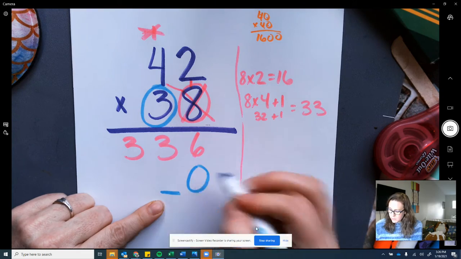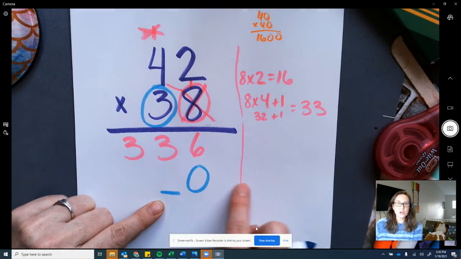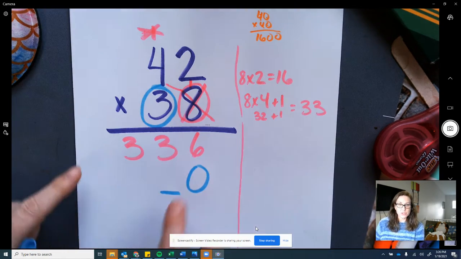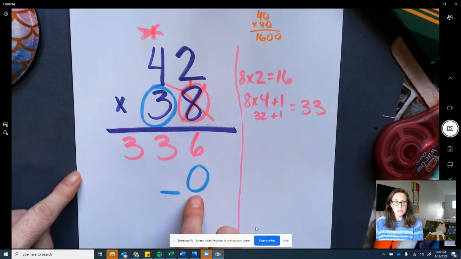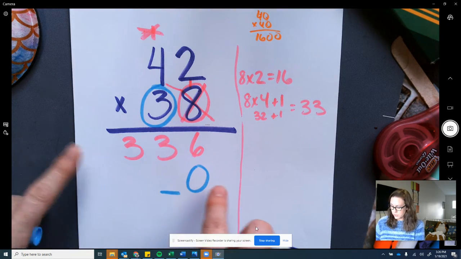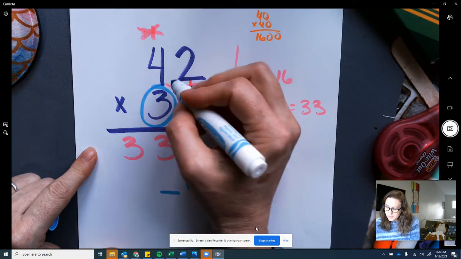So we always put a placeholder in the ones place for our second number. If we had 3 numbers, we'd have to put 2 placeholders. Every time we move down another line, we have to put another placeholder. So we've got 1 placeholder because we're on the second number, okay? So we have to do this.